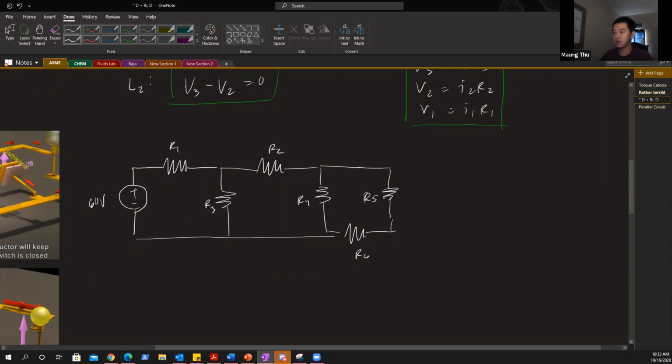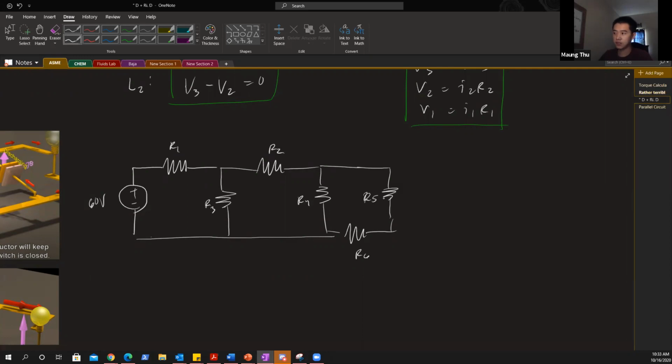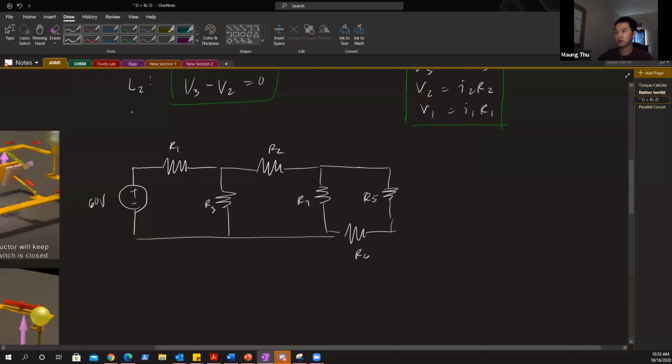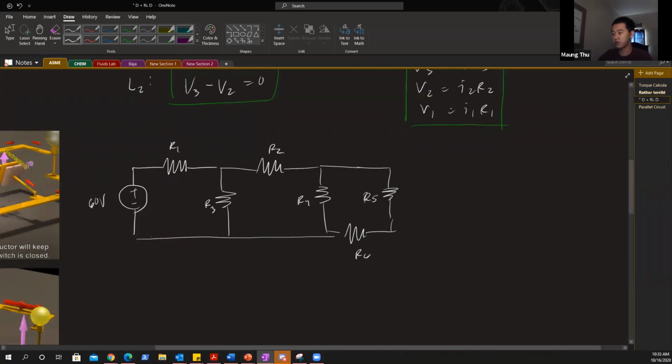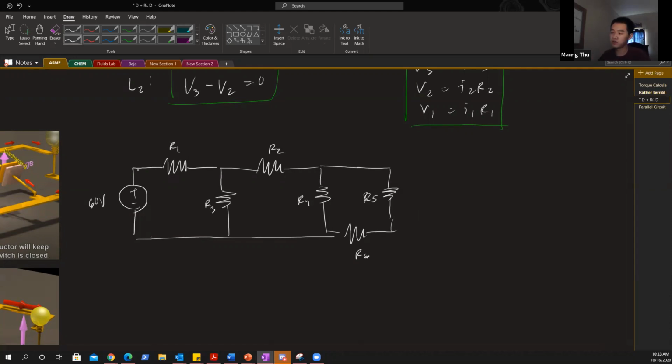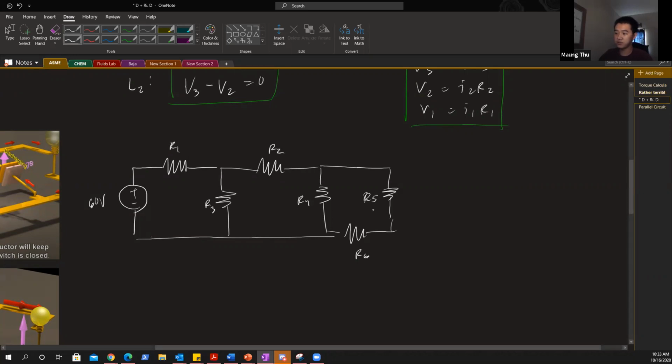you have to start recognizing which ones are in parallel and which ones are in series, okay? Because that is going to help you figure out what is going on. So the first thing is to recognize which are in series and which are in parallel. Stay away from the battery first, okay? That will be the last area you want to get to. So you're going to go furthest away from the battery, which in this case is your resistor 5 and 6.